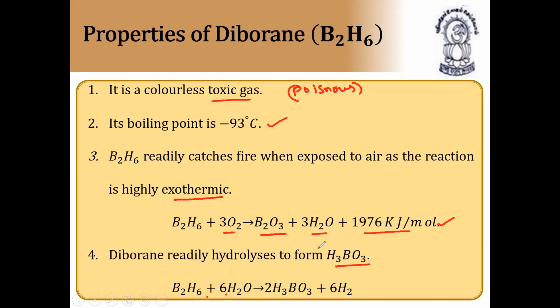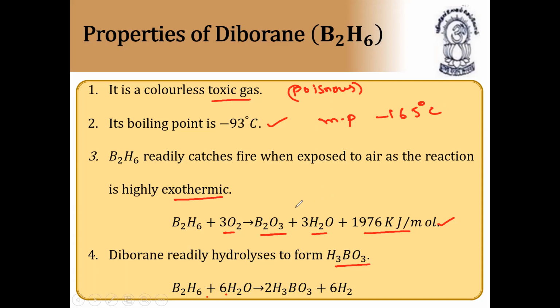Diborane is a colorless toxic gas with a boiling point of minus 93 degrees C and a melting point of minus 165 degrees C. It is a highly reactive gas and must be handled with care.